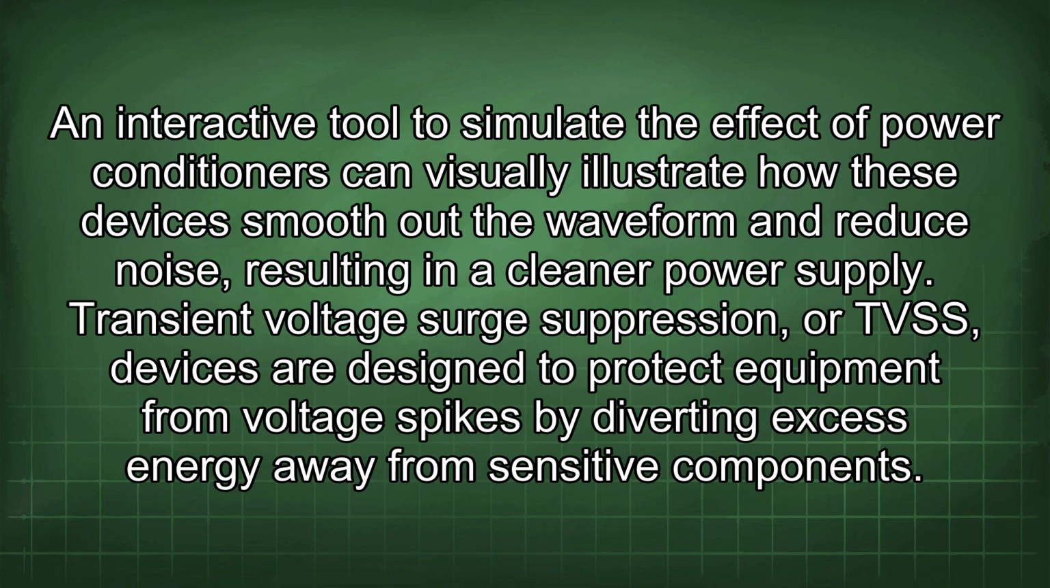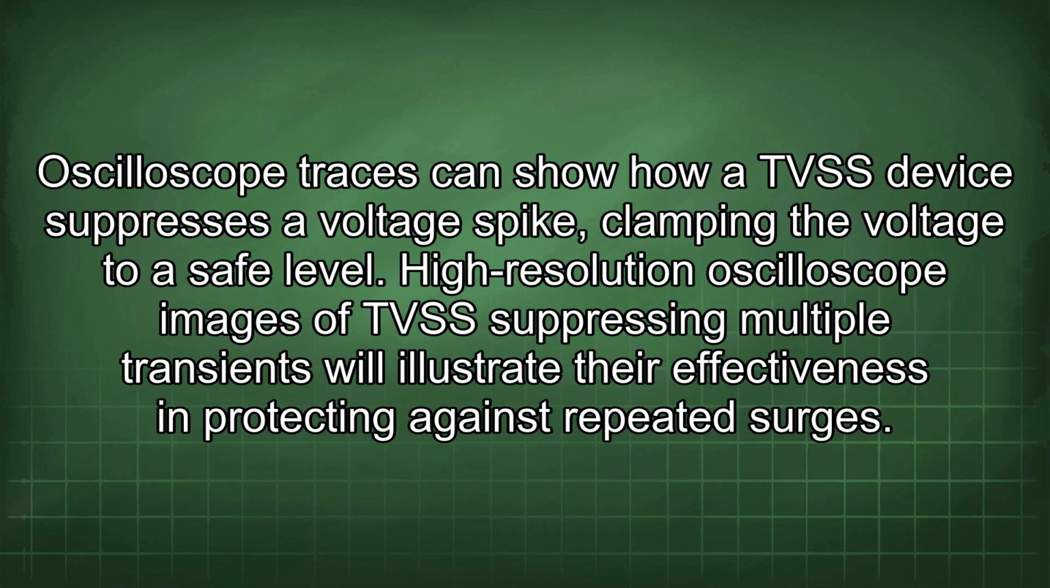Transient voltage surge suppression, or TVSS, devices are designed to protect equipment from voltage spikes by diverting excess energy away from sensitive components. Oscilloscope traces can show how a TVSS device suppresses a voltage spike, clamping the voltage to a safe level. Higher-resolution oscilloscope images of TVSS suppressing multiple transients will illustrate their effectiveness in protecting against repeated surges.